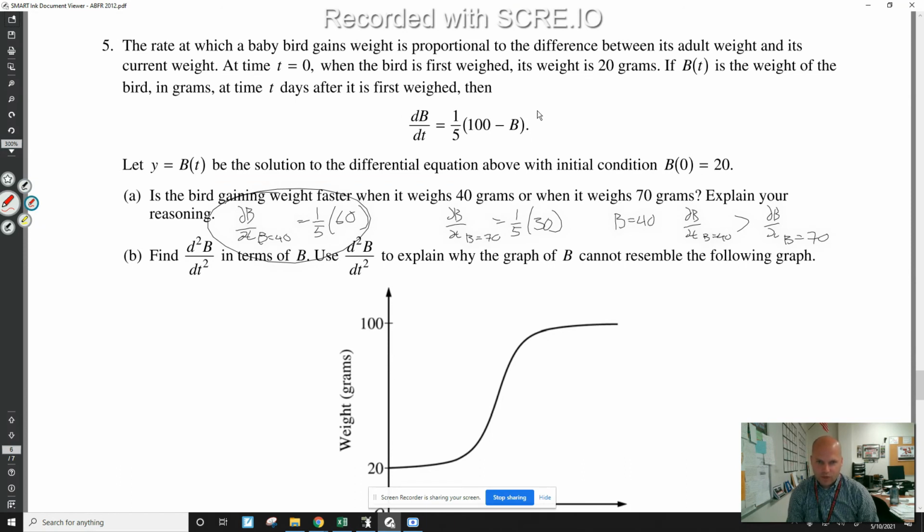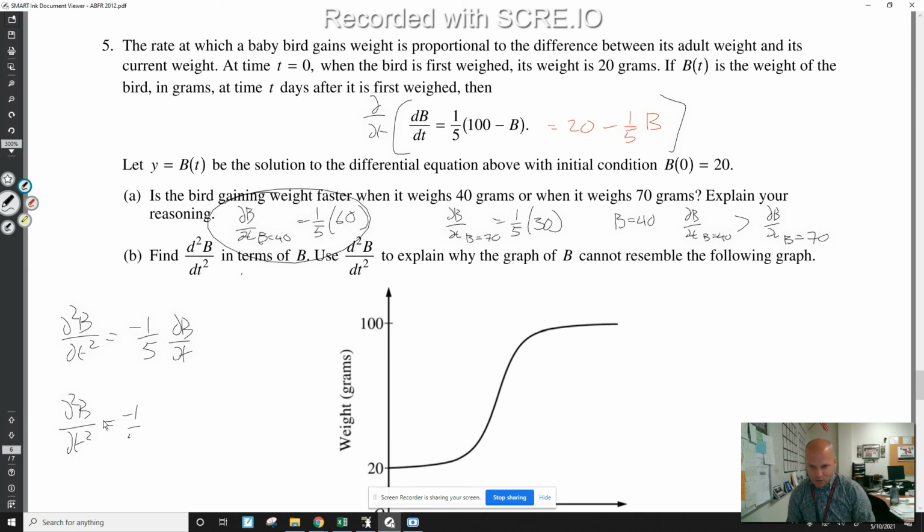Be careful. For taking a derivative of a derivative, it is helpful if you distribute. Now, it's not helpful to distribute when we're solving, but right now this is helpful. Because when I take the derivative of this with respect to t, I get d squared b over dt squared equals. This is gone. I don't just get negative 1/5. This is like a y. I need a dy dx. I need negative 1/5 times dB/dt. And guess what? I need this in terms of b. I can't leave this. I'm going to have to take dB/dt and replace it with what it's equal to.